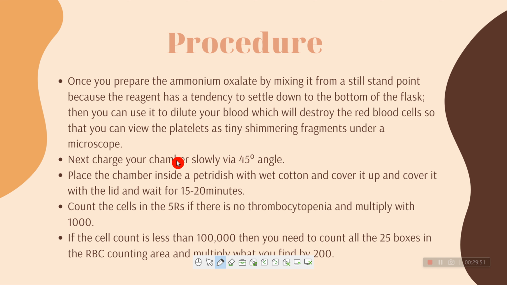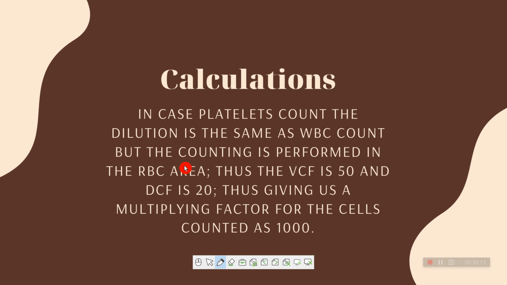Then we will place the chamber inside a petri dish with wet cotton, cover it with a lid, and wait for 15 to 20 minutes. Then the cells are counted in the middle chamber, which consists of 5 into 5 boxes, and then the count should be put in the formula for platelets. Alright.